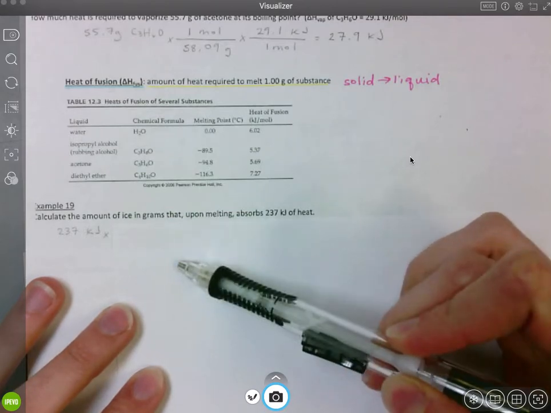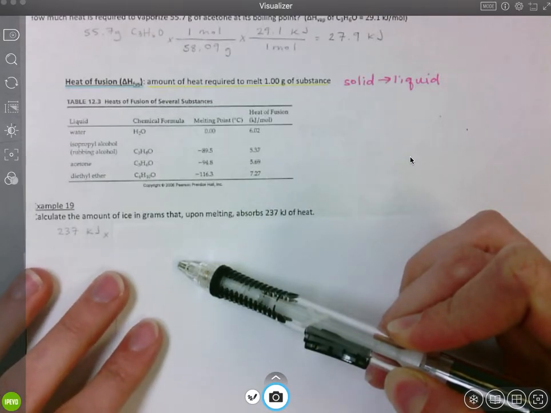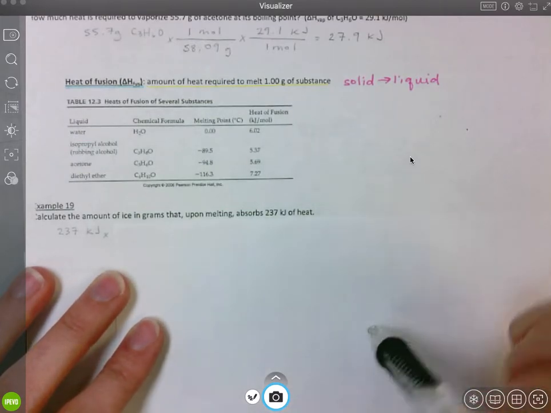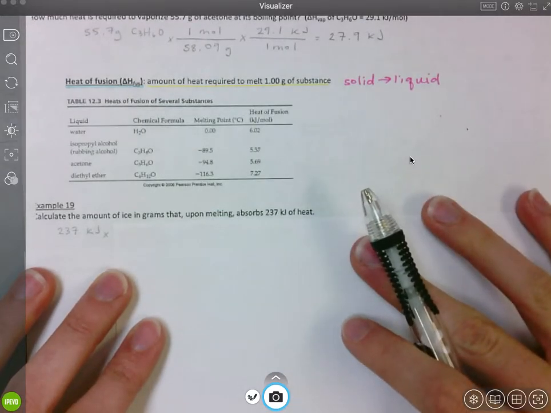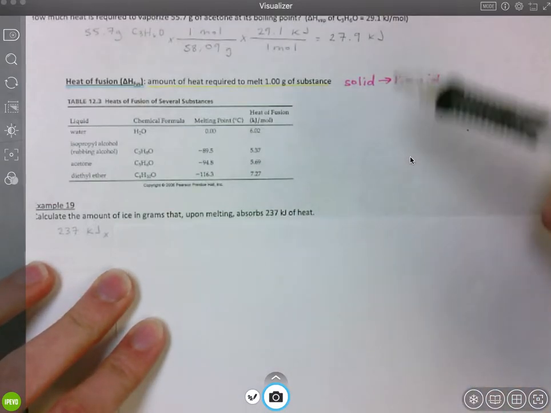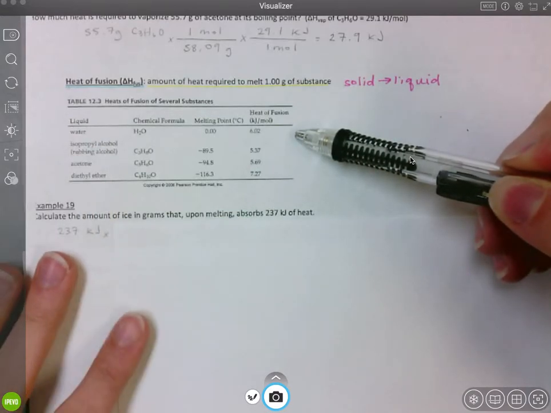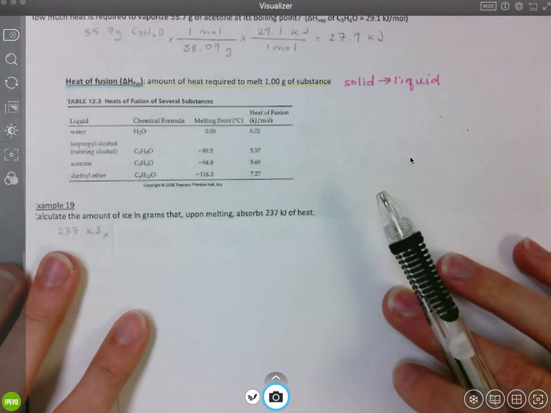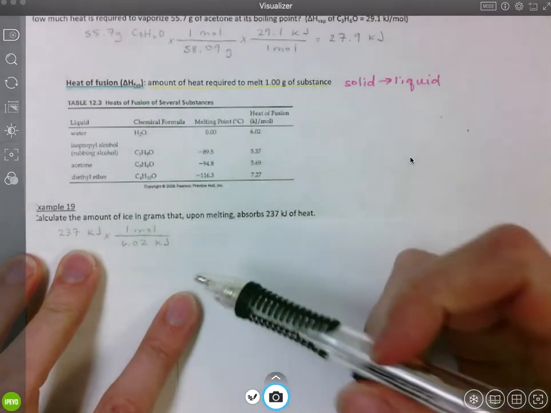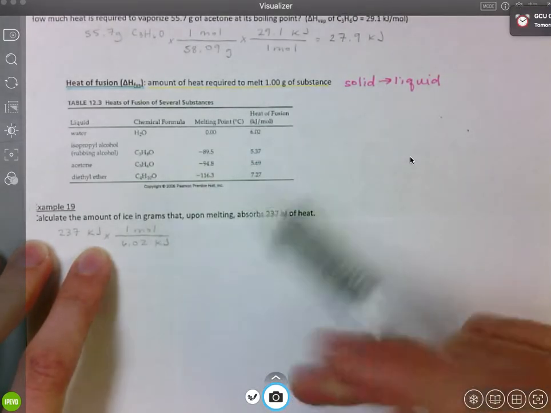So that means we need to cancel out kilojoules and go to moles using our heat of fusion for water. And from moles, we can get to grams. So we're going kilojoules to moles, moles to grams as our layout for our units here. In our word problem, we're not given the heat of fusion for water, but it's up here in our table. Heat of fusion of water is 6.02 kilojoules in 1 mole. Heat required to melt 1 mole of water. So kilojoules goes on the bottom in order to cancel, and we're going to moles. The number 1 always goes with the bottom unit.